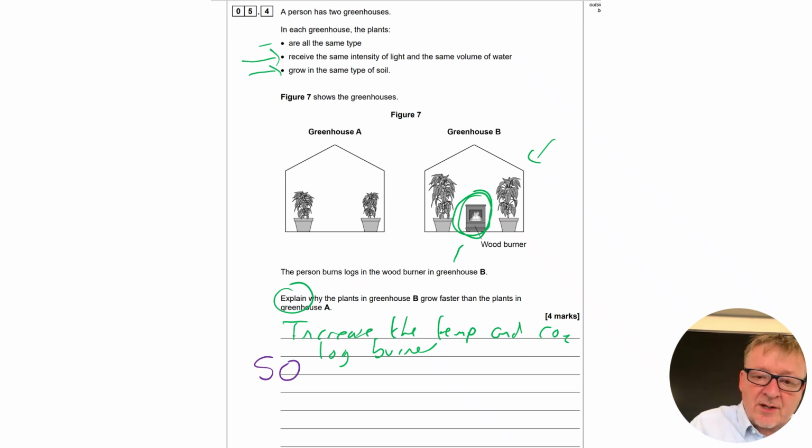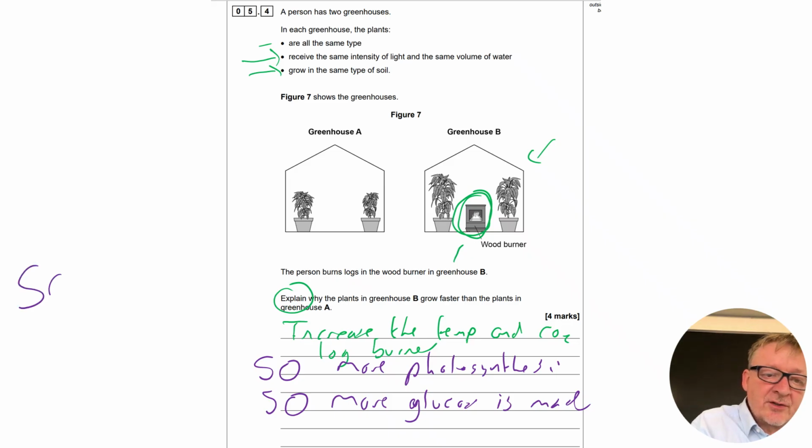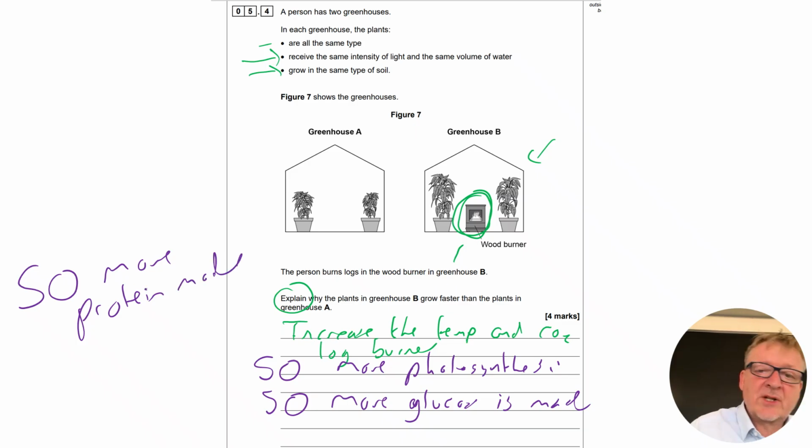So there is more photosynthesis, so more glucose is made. So I'm going to go over here. So more proteins are made. Okay, so there's lots of things that you can do there, right? But what you've got to do is start off with your explain, do a describe first.